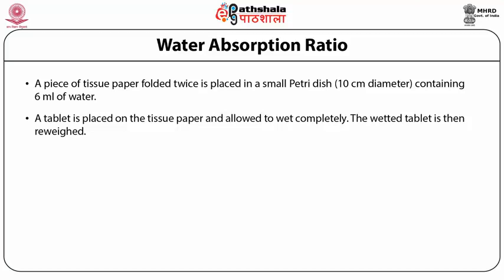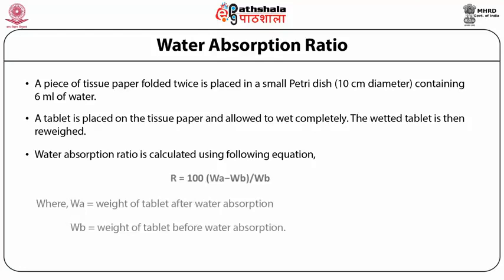The wetted tablet is then reweighed and water absorption ratio is calculated using the expression, that is, water absorption ratio R is equal to 100 multiplied by the difference of WA, that is the weight after absorption, and WB, that is weight before absorption. This whole is then divided by WB, that is weight before absorption.